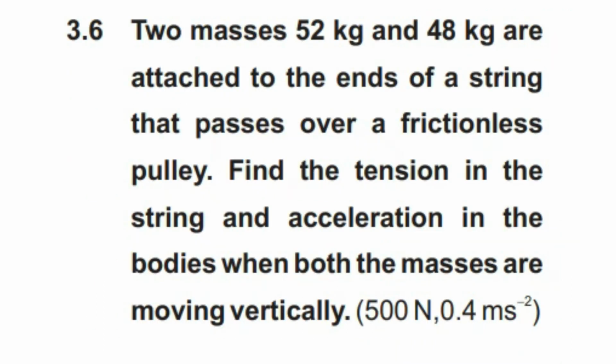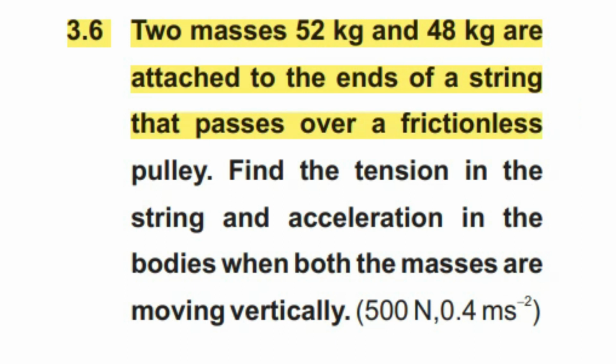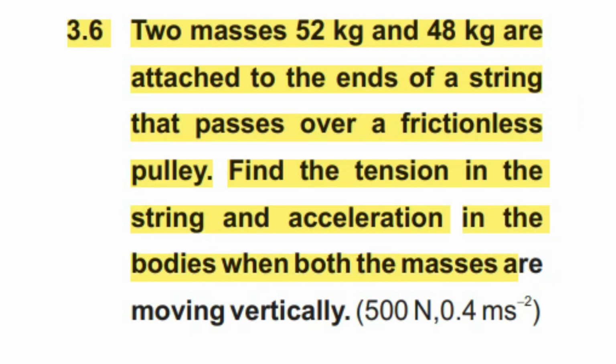Let's see numerical 3.6. Two masses, 52 kg and 48 kg, are attached to the ends of a string that passes over a frictionless pulley. Find the tension in the string and the acceleration of the bodies when both the masses are moving vertically.